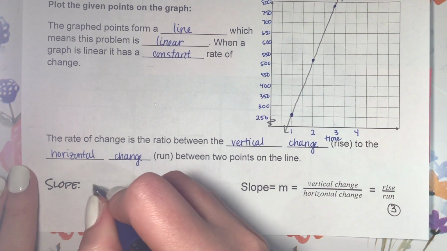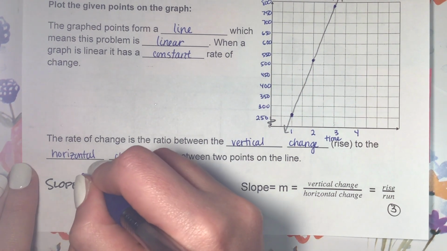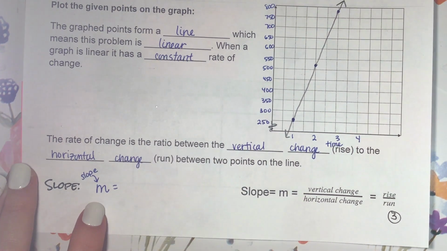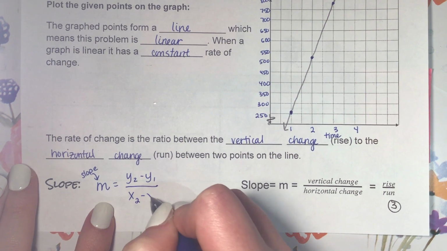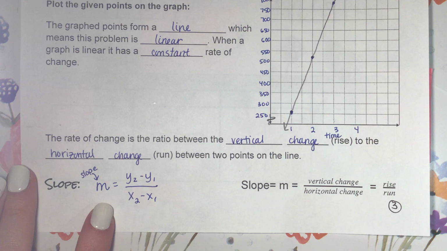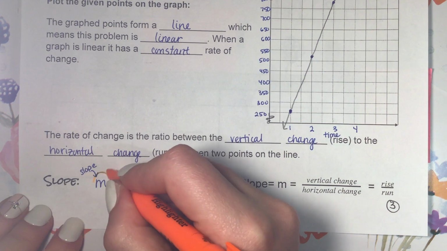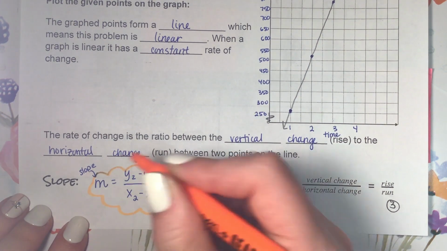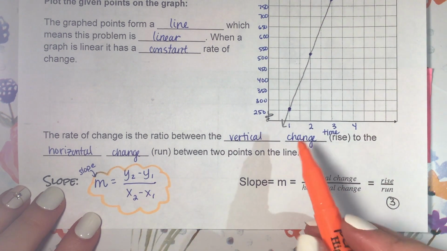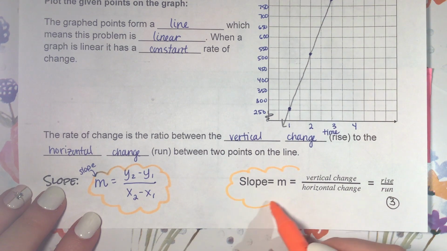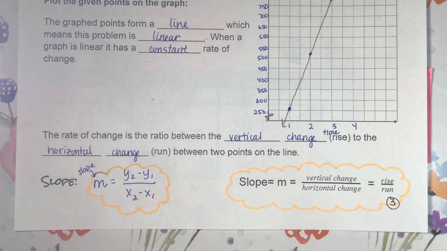So slope is oftentimes represented with the letter M. M usually means slope. And the formula for slope is going to be something called y sub 2 minus y sub 1 over x sub 2 minus x sub 1. We're going to be looking at that formula a lot more closely tomorrow, but I'm just introducing it to you now. So I'm going to box it because that is important. And then right here, this and this, same thing. Slope is equal to M, which is equal to vertical change over horizontal change, or rise over run.